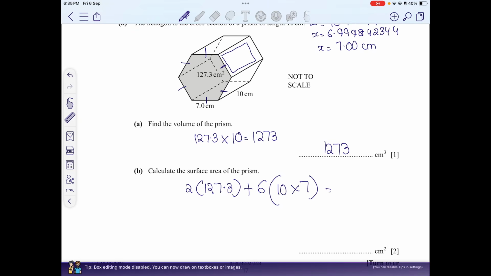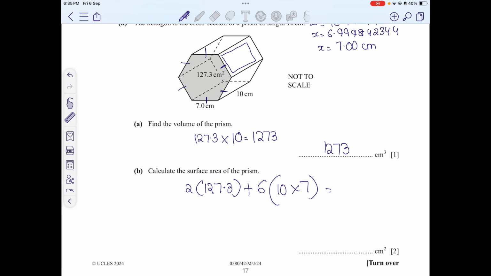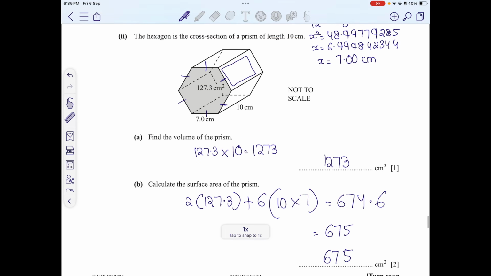Now put that into the calculator. 2 times 127.3 plus 6 times 10 into 7. That's going to give you 674.6, which is simply said 675. So 675 cm squared. I hope this question was clear. This was a bit difficult part, so do take your time through it. Now we'll move on to the next question.